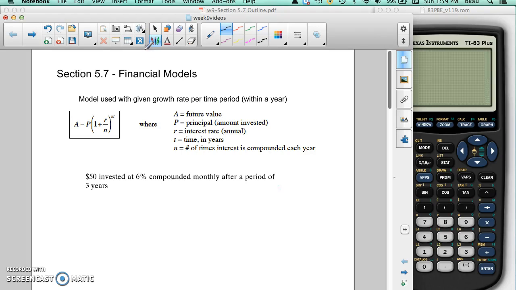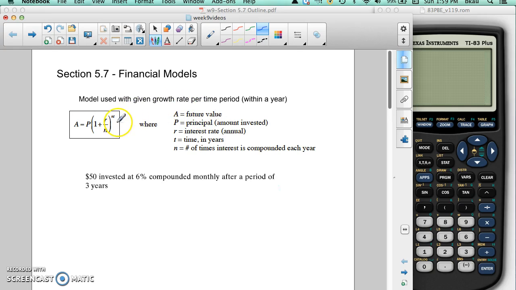We're going to be working with exponential functions for growth and decay in week 9. We're going to start off with section 5.7, which covers financial models. We're going to be looking at compounding, continuous and by rate period.